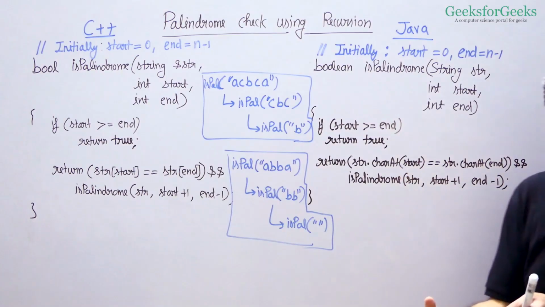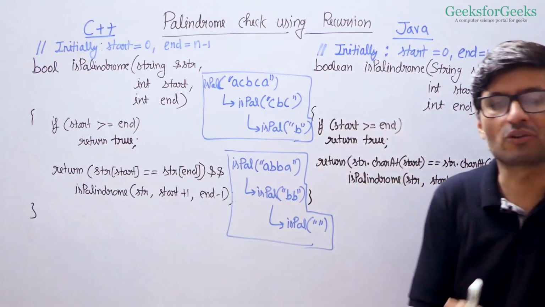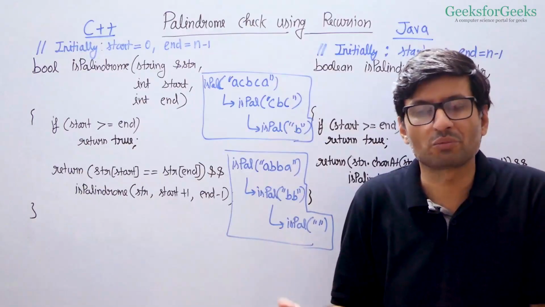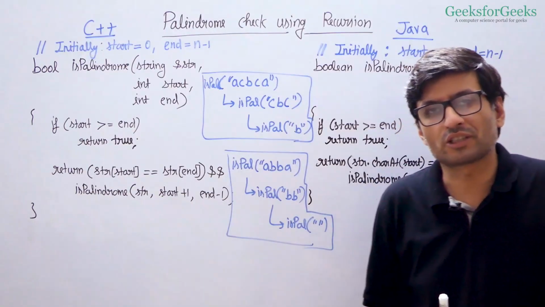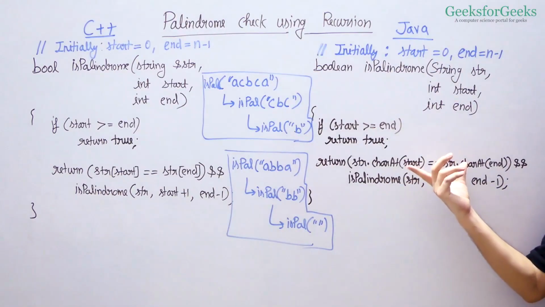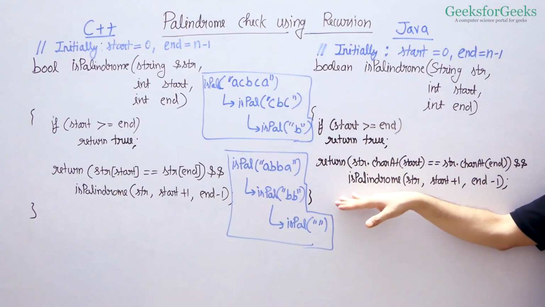Because logical AND means if the first thing is itself false, there's no point checking for the other thing, right? Because the result is definitely going to be false. That's what is called short circuiting. It happens in both C++ and Java. So if last two characters do not match, we are not going to have a recursive call, right?